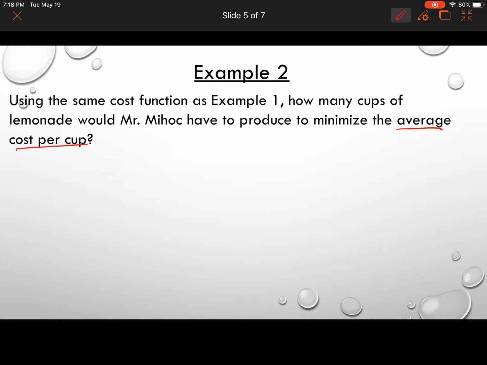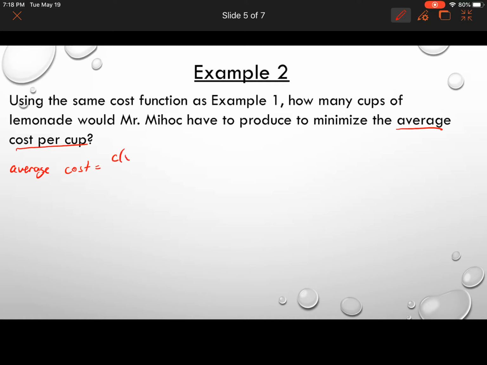Well, the average cost function is actually not very difficult to find, right? If you just think in general, to find the average of something, you take the total and you divide it by the number of things, right? Well, for us, the total is just C of x, so average cost.